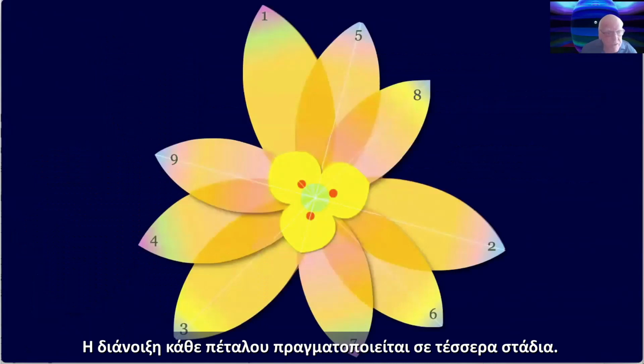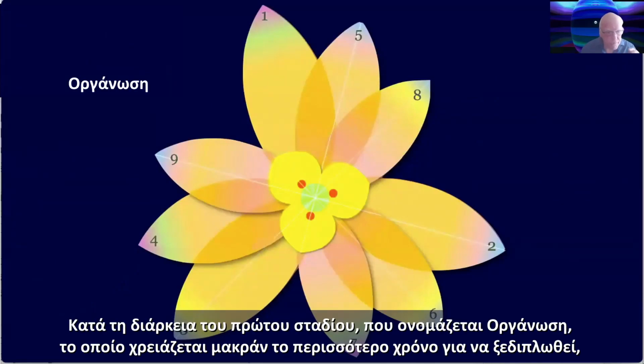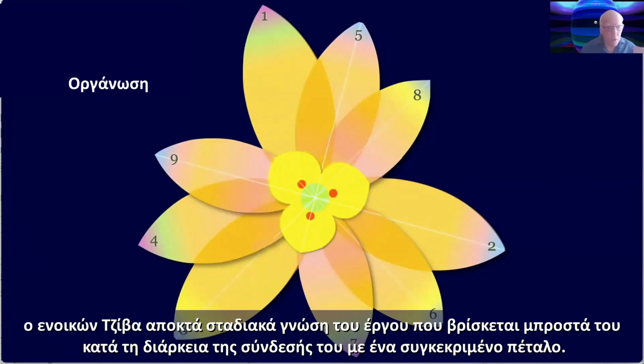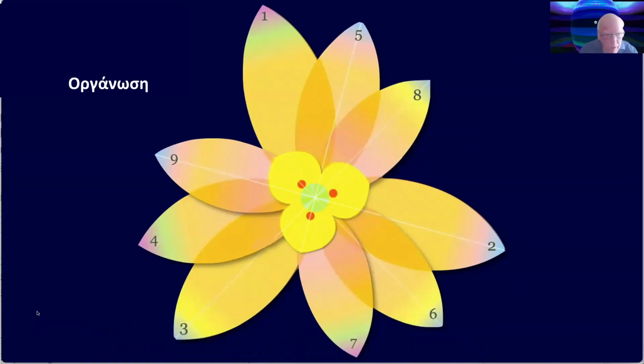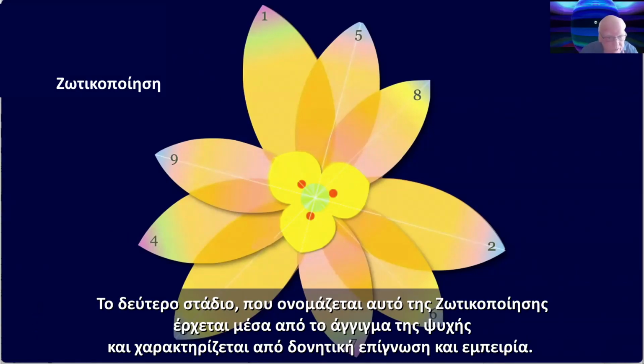The opening of each petal takes place in 4 stages. During the first stage, called organization, which takes the longest to unfold by far, the indweller gradually gains knowledge of the work that lies ahead during his or her association with any particular petal. Vitalization, the second stage, comes about through the touch of the soul and is characterized by vibrational awareness and experience.